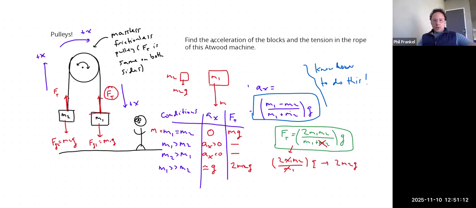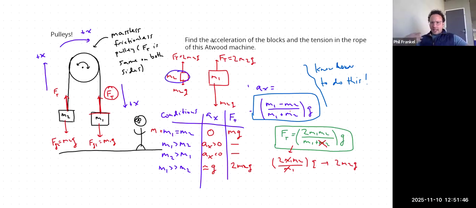The tension force in the rope is 2M2g. Now, I didn't really draw these to scale because if I did, M2g would be really, really tiny, like 100 times smaller than M1g. But let's think about it. The tension in the rope is twice the weight of mass 2.